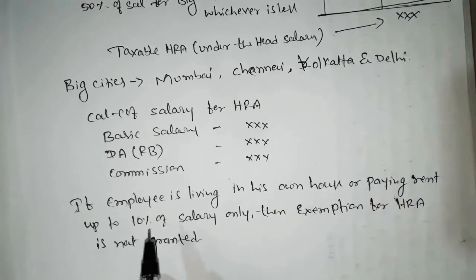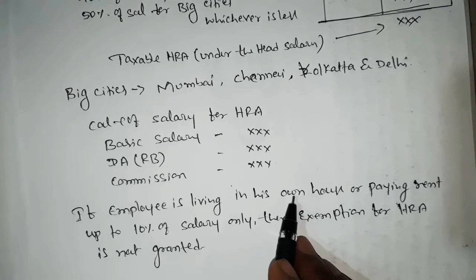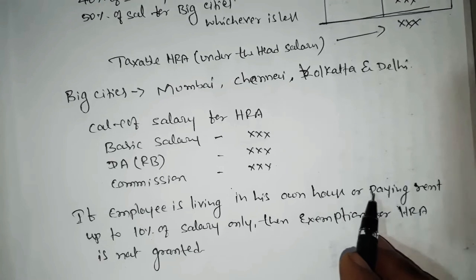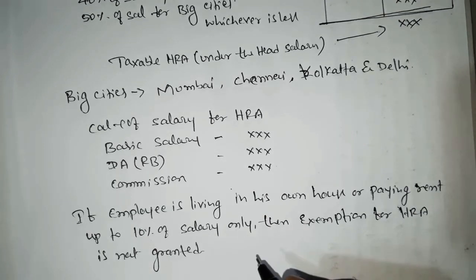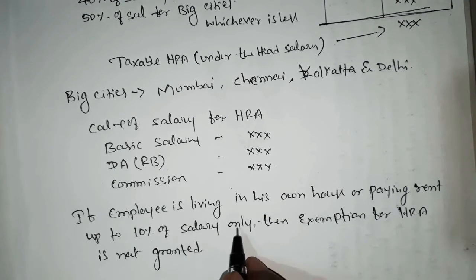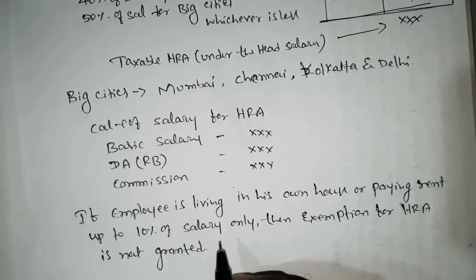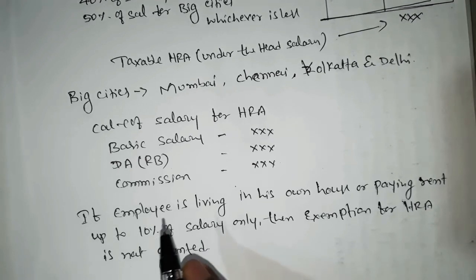Further, if the employee is living in his own house and is not taking any benefits from the employer, or if he is residing outside and paying rent, only 10 percent of the salary is exempt for HRA. However much rent he may pay, we only consider 10 percent of the salary as exempted, not more than that.